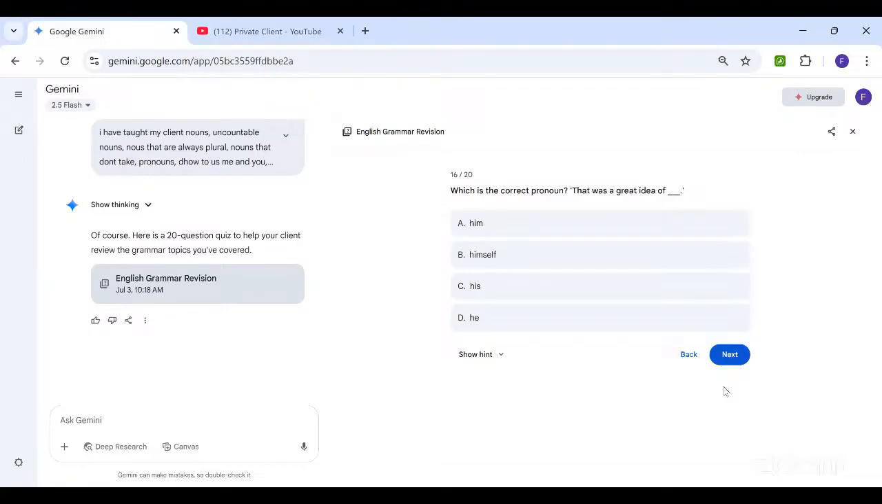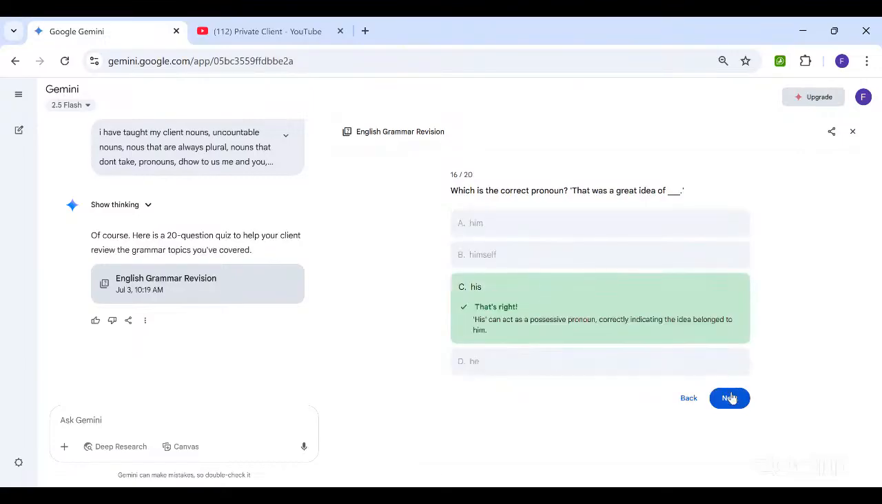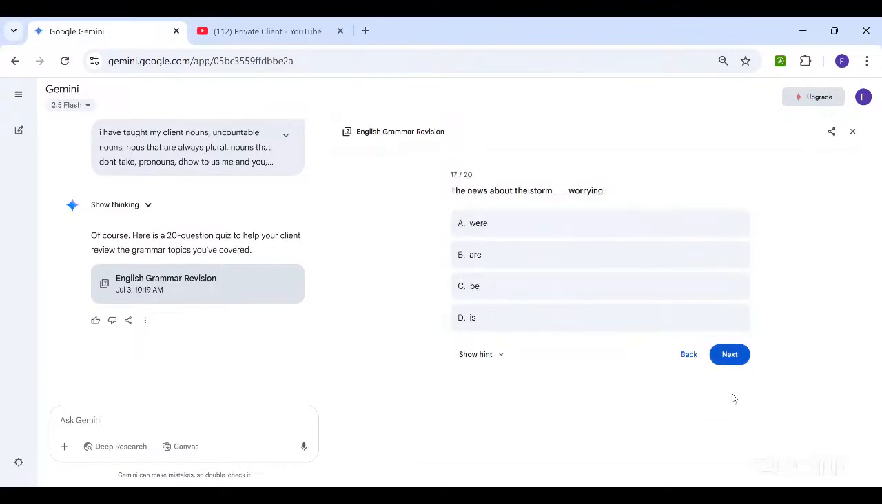That was a great idea, Rob. That was a great idea of him. Of himself. Of his. Of his. Yay! You're laughing at yourself.